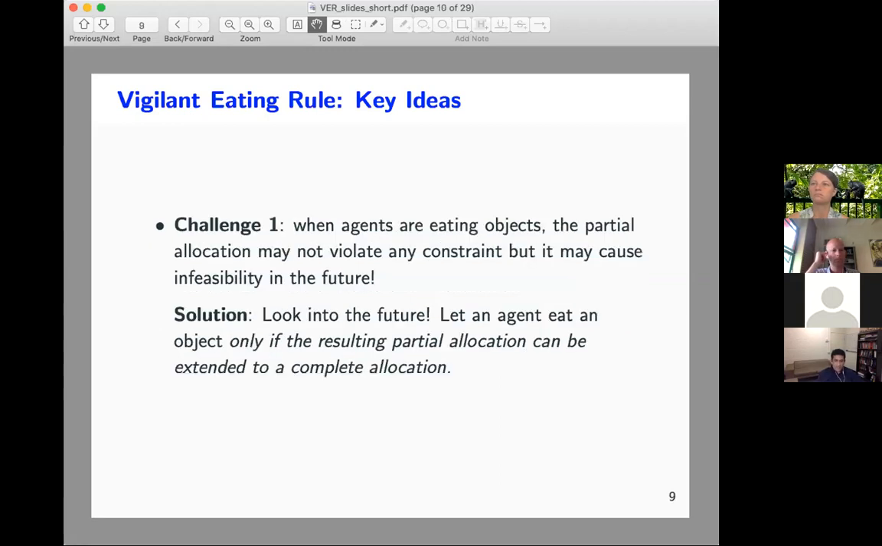So the first challenge we encountered was that when agents are eating objects, a partial allocation that arises from this eating process may not violate any feasibility constraints, but we may have made some decisions which lead to infeasibility in the future. So this challenge is directly met by looking into the future. We let an agent eat an object only if the resulting partial allocation can be extended to a complete allocation, which is feasible as well. So we need to make these checks whenever we're making some decisions during the algorithm.